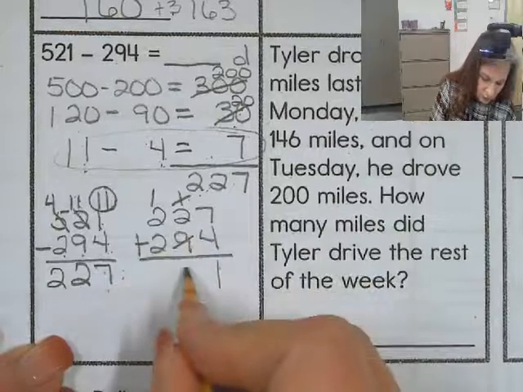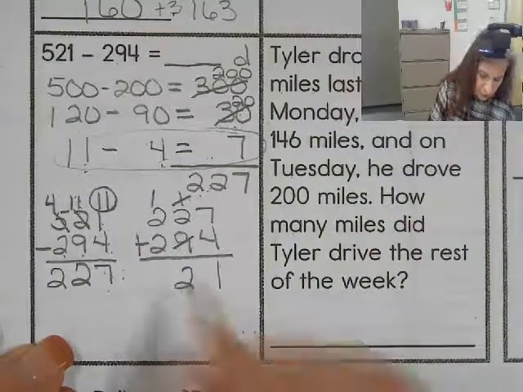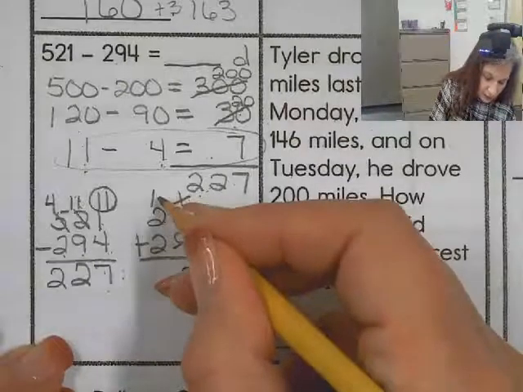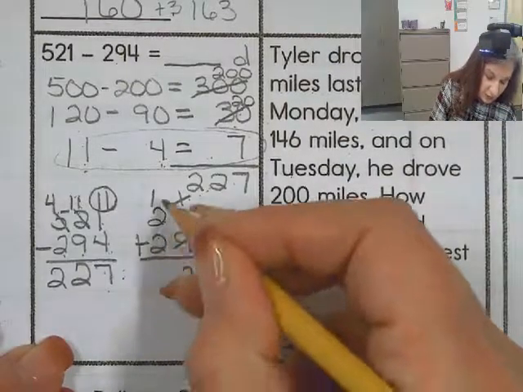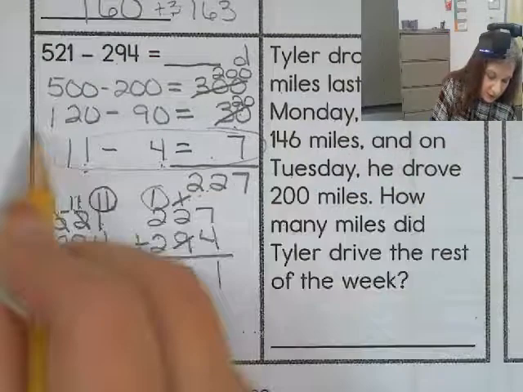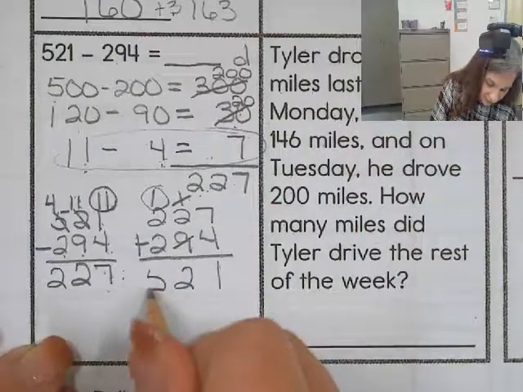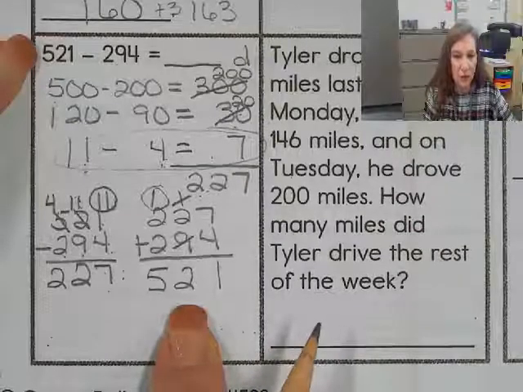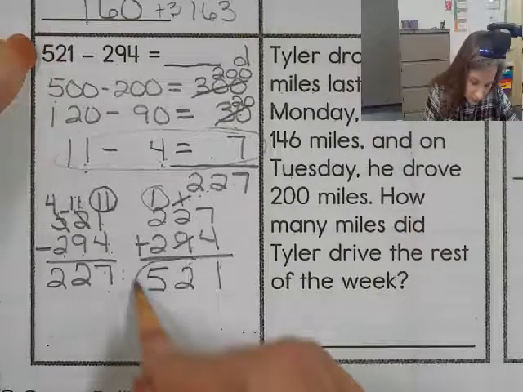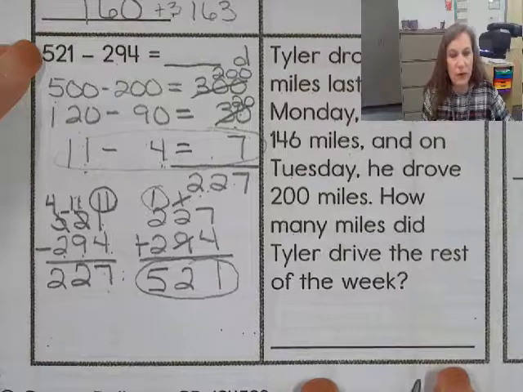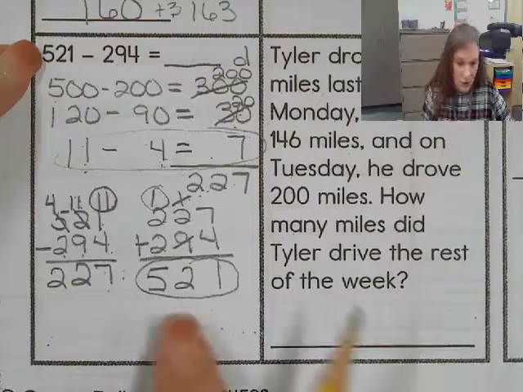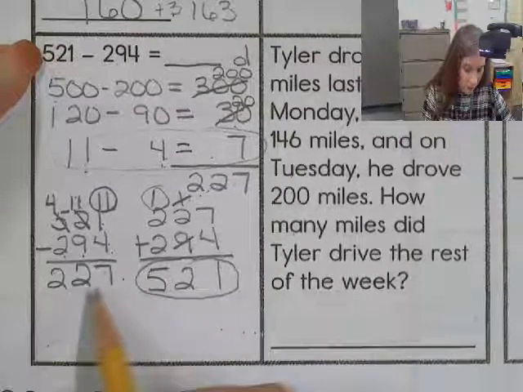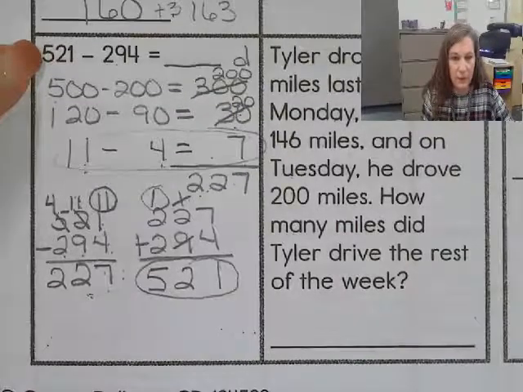We have 2 for 20. Now we add 20 plus 20 is 40. 200 plus 200 is 400 plus 100 is 500. 521. That's exactly what we started with as our whole. If your whole does not match what you started with, then as you're checking this, it's not going to be a correct difference here.